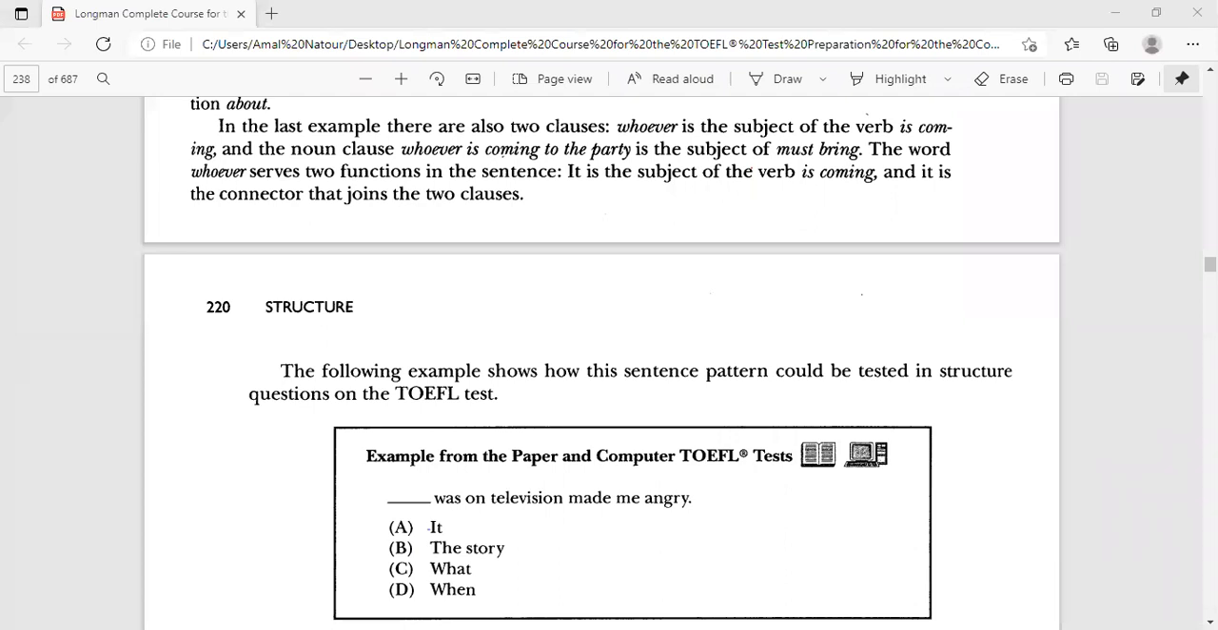Okay. In answer C here, what serves as both the subject of the verb was, and as a connector that connects the first clause with the second clause, and all the clause with what is the object for the verb made. Then the right answer is what.